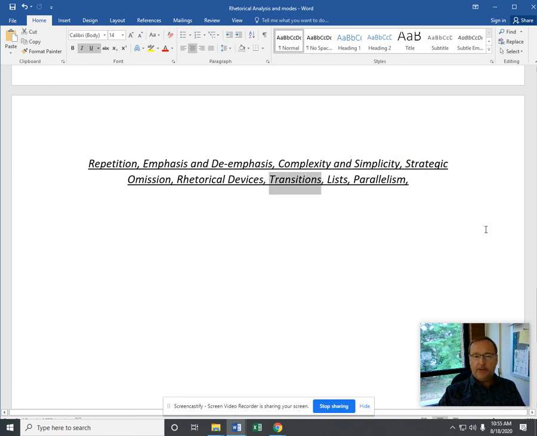Transitions, that's pretty self-explanatory. Transitions are often thought of as just a way to move from one idea to another. But let me get a little more specific. When I think of transitions, I think of them as words that show how one idea relates to another idea. So it's not just a way to connect ideas, but a way to show the relationships among those ideas. And those relationships, a lot of it we already talked about. Is it cause and effect? Is one a smaller part of a greater whole? There are lots of different ways in which ideas relate to each other. That's what I mean by transition.